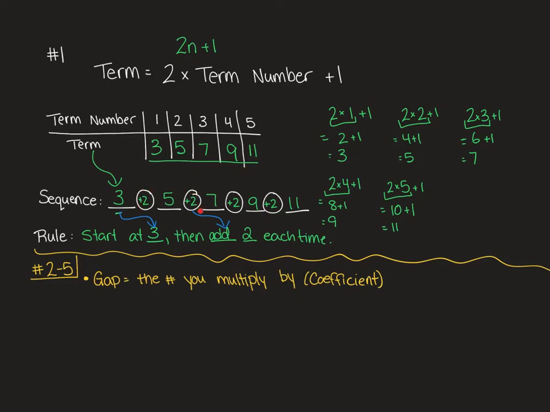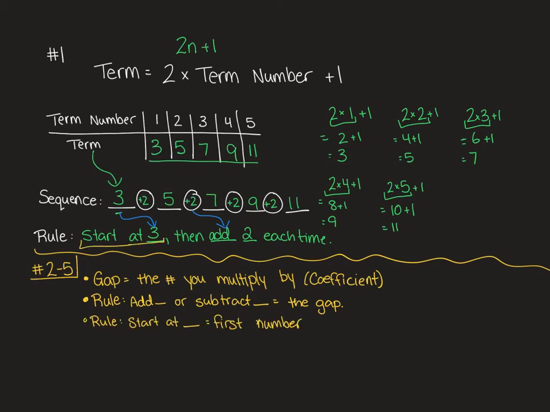So the gap in the sequence is usually the number that you are multiplying the term number by in your formula. Now, you've probably already noticed that when you are looking at your rule, whatever we put in the second set of blanks, either the add this or subtract this, tells you your gap for the sequence. Now, for the rule, the start at blank is always your first number when you're writing out your sequence, right? That's where you start, that's your first number.